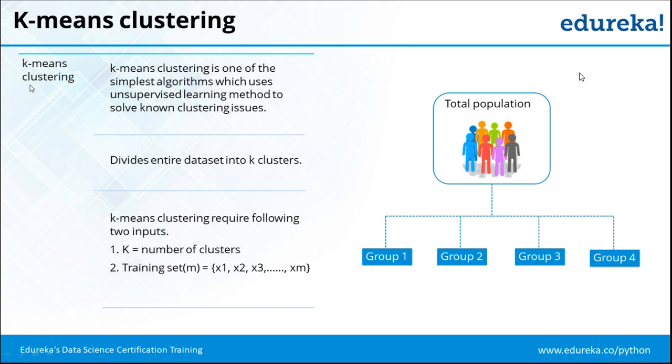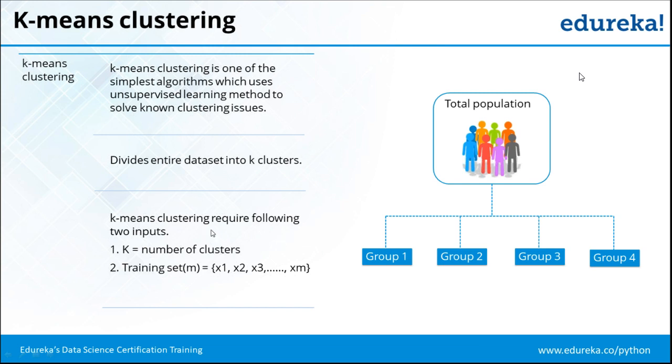So when I say okay, the K value is 5, it means I need to divide my data set into 5 clusters, or I need to form 5 groups, right? So here you can see this is a total population which I am dividing into 4 groups. It means the K value in this case is 4.